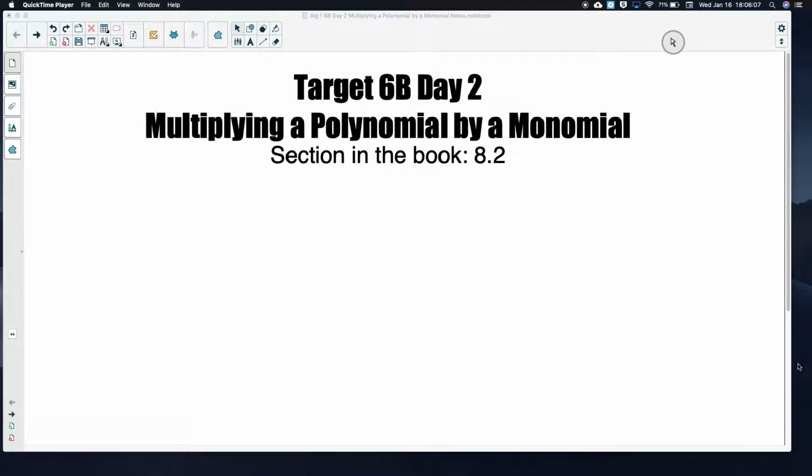So, we are looking at 6b, day 2, multiplying a polynomial by a monomial. On the last video, we looked at how to add and subtract polynomials. Today, we are going to start the discussion on how to multiply them. We already know what a polynomial is. We already know what a monomial is.